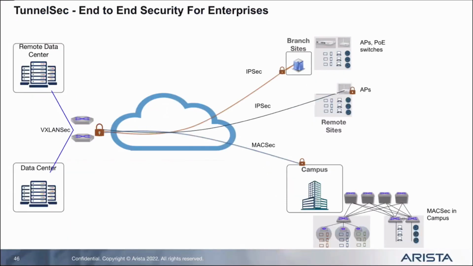I just want to leave with one uber thought. There is this concept called TunnelSec that we have come up with in Arista. This is an umbrella term which is meant to encapsulate the different types of tunneling technology, be it IPsec, MACsec, or VxLAN sec. All these are different aspects of how we securely tunnel traffic from one location to another location, whether it's a branch, remote site, or a campus. Typically, what we see is MACsec in campus, IPsec in remote and branch.